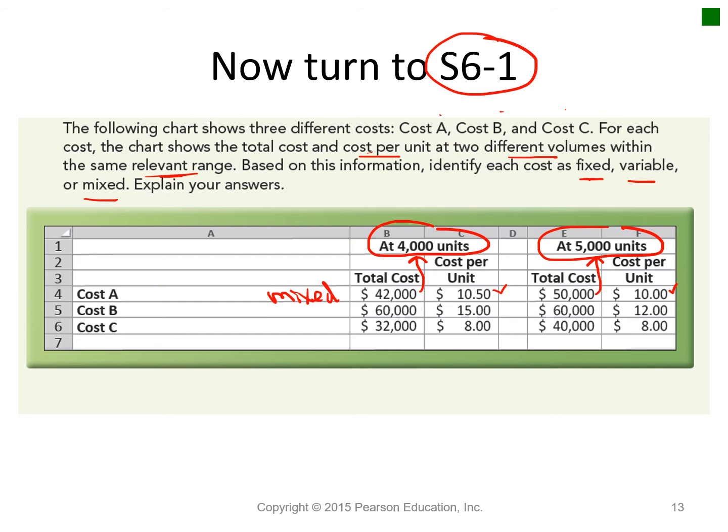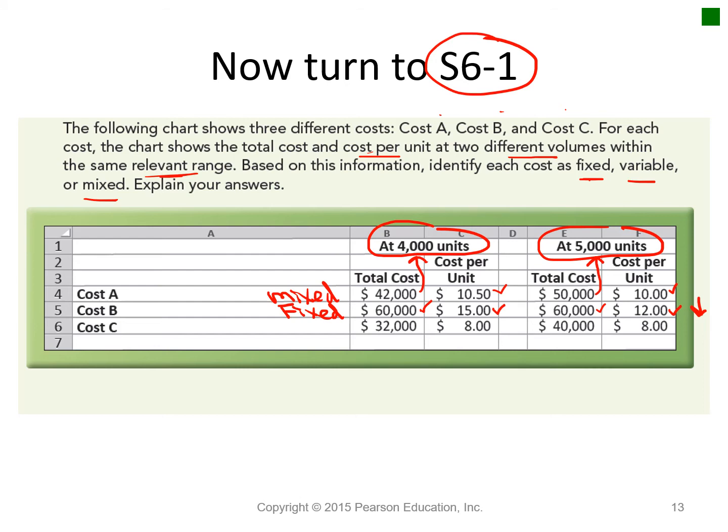On cost B, let's take a look. Notice you've got 60,000 total here and 60,000 total there, at both volumes. To me, that's looking a lot like a fixed cost because the total is constant. And then if you look at the per unit, you're at 15 and then 12. Notice that the per unit went down as volume went up. So cost B, you would say that's purely the definition of a fixed cost.